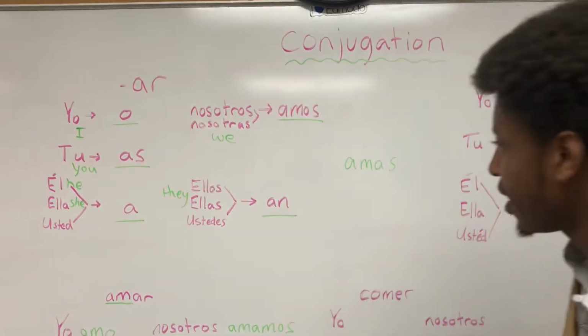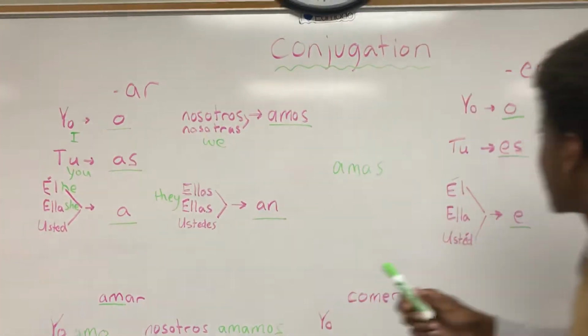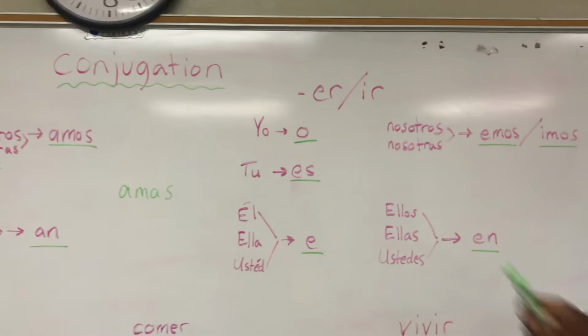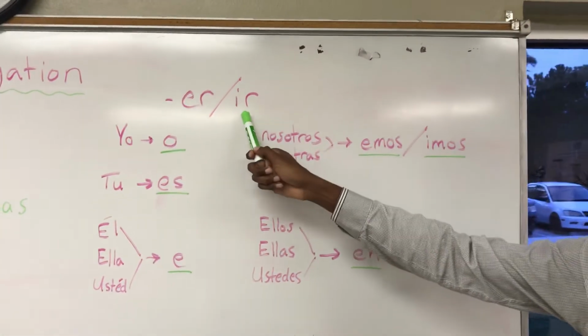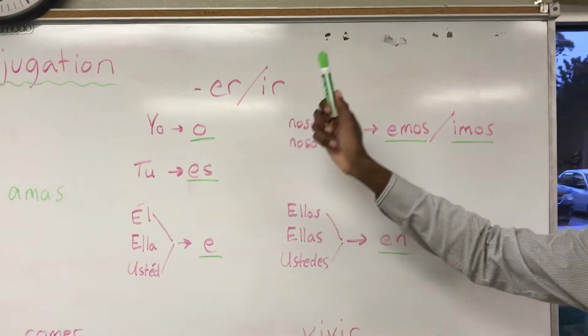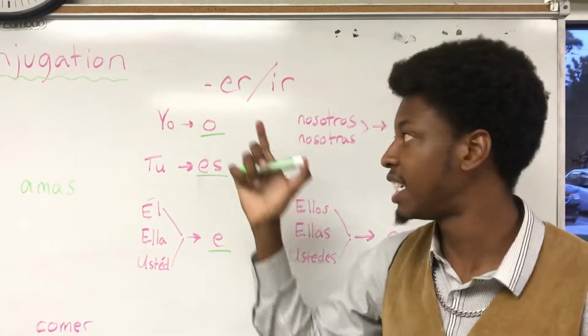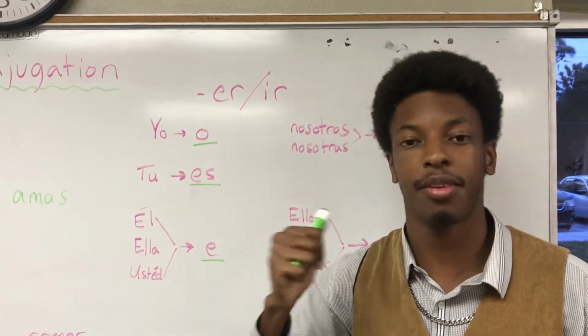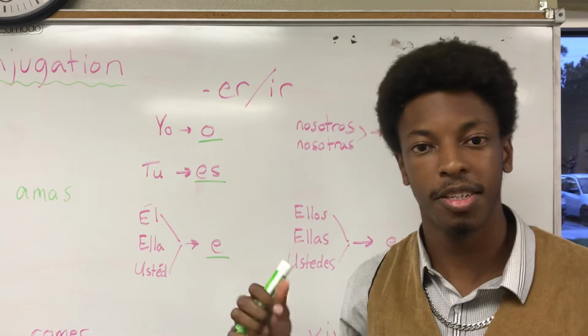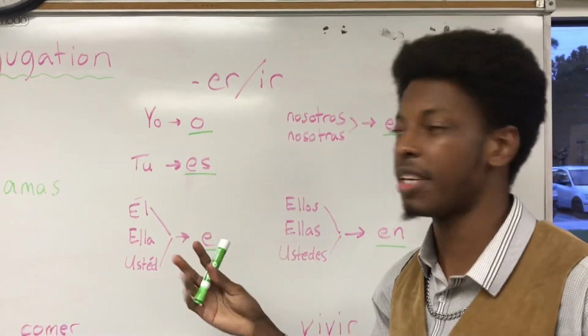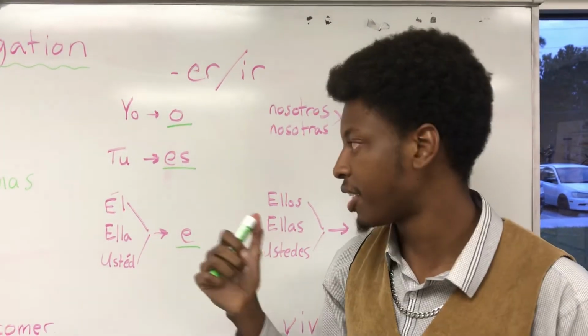Alright, so let's talk about the other type of verbs. That is verbs that end in ER or IR. ER or IR. And we're going to talk about regular ones that end in ER or IR. Like I said, there are some verbs that are a little bit different, and I'll have to teach you guys that later. But for now, let's talk about the regular ones.